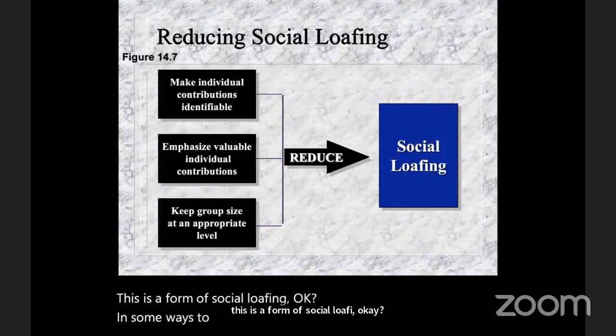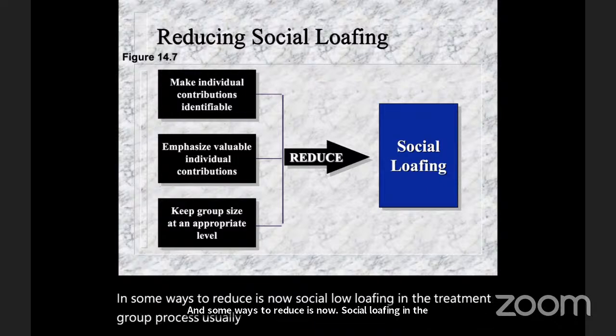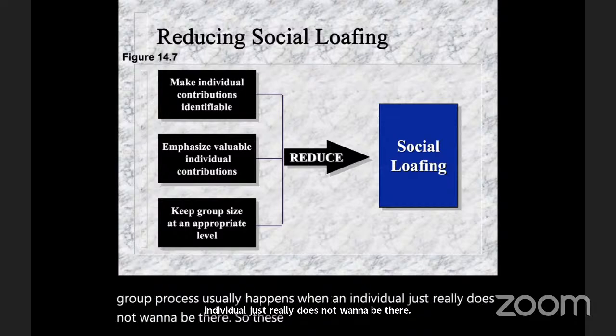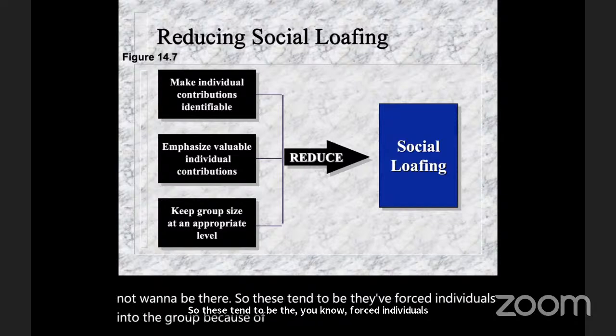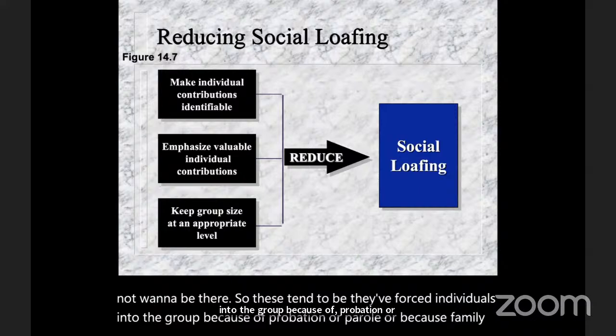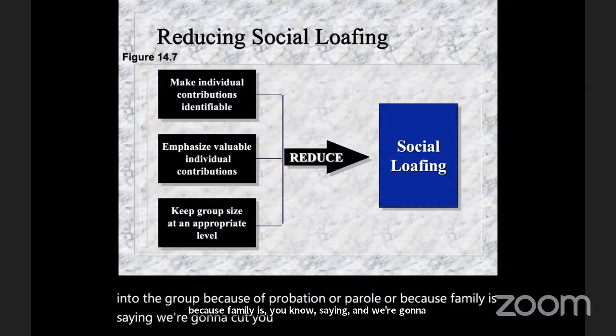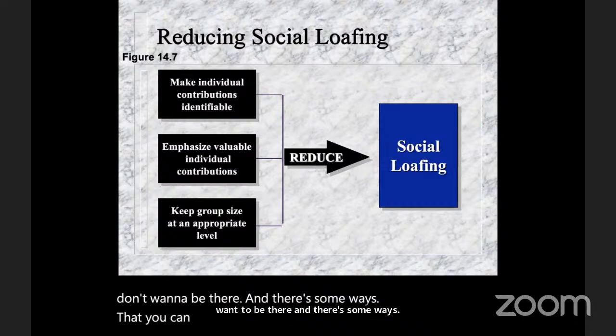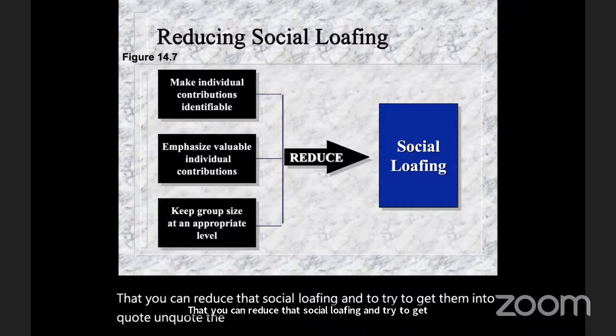Now, social loafing in the treatment group process usually happens when an individual just really does not want to be there. So these tend to be individuals forced into the group because of probation or parole, or because family is saying we're going to cut you off if you don't go. And they just really don't want to be there. And there are some ways that you can reduce that social loafing and try to get them into, quote unquote, the flow. The first one is to make individuals' contributions identifiable.